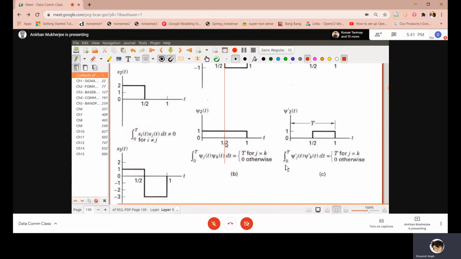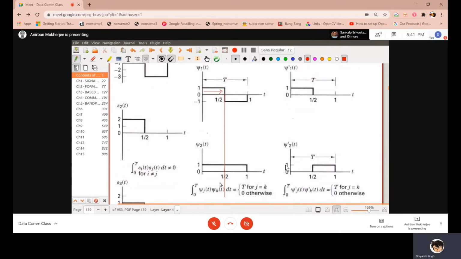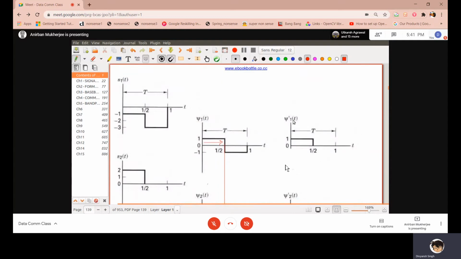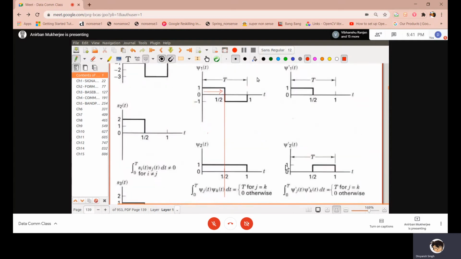Anyway, for getting orthonormality, what we have to do is use 1 by root T times psi j(t) and 1 by root T times psi k(t), then it will be 1. Because for getting 1, we have to do some 1 by T. You take 1 by root T psi k(t) as the actual psi k(t), and then you will get this. Anyway, either I can choose psi 1(t) and psi 2(t) in that way, or I can choose psi 1 prime and psi 2 prime, say another set. So actually this is an orthogonal function set, and this is another orthogonal function set.